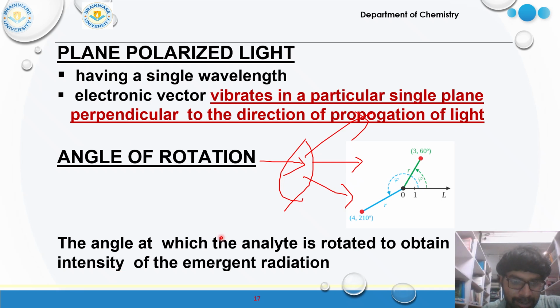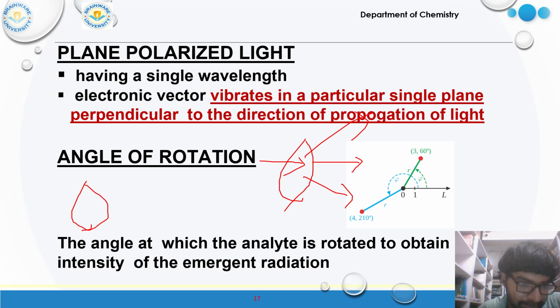Now we are proceeding to plane polarized light. So what is plane polarized light? Very simple. The light has a single wavelength, but reflection occurs where? Reflection occurs in a plane perpendicular to the direction of light. So we call it plane polarized light.